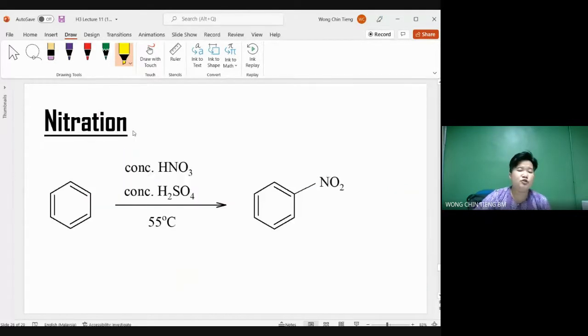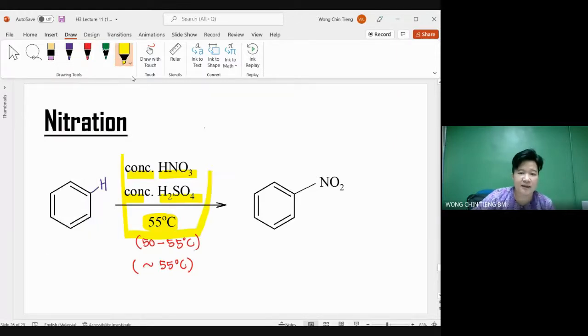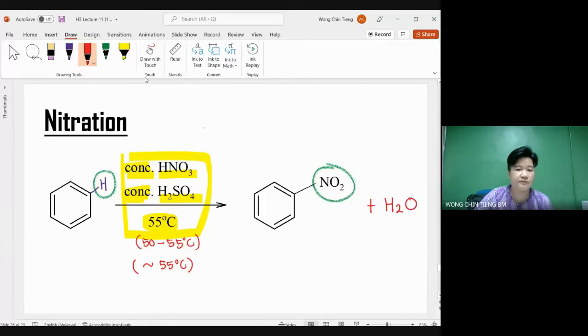While for nitration there is no other option, very easy. Only one thing we can do for nitration: use concentrated HNO3, concentrated sulfuric acid, 55 degrees Celsius. Certain books will write 50 to 55 degrees Celsius, certain books will write approximately 55 degrees Celsius. It doesn't matter, but the temperature is a must. Everything I have here you must have. The word concentrated is also a must: concentrated HNO3, concentrated H2SO4. And the reaction that happened is the hydrogen will be substituted by the NO2. The byproduct here is H2O. Okay? Oh, I forgot.